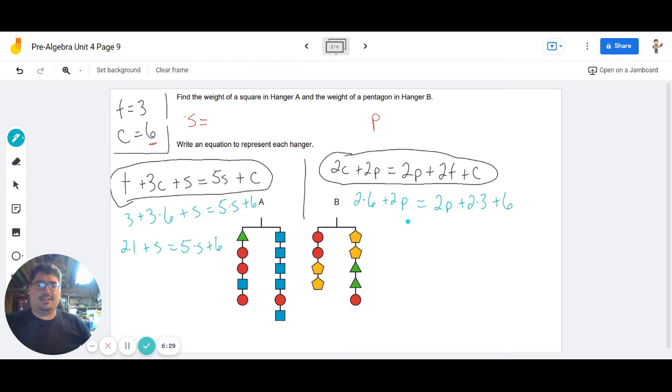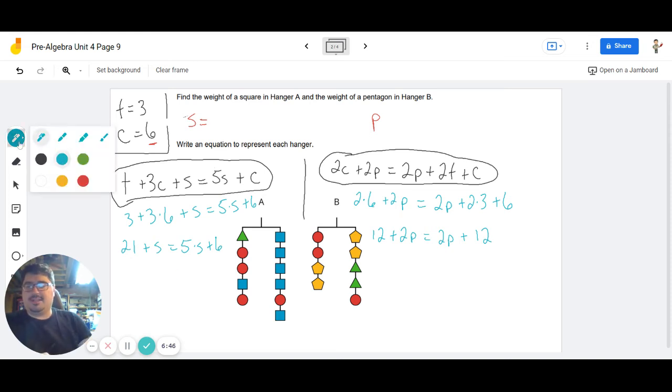And then on the right-hand side, 2 times 6 is 12 plus 2P equals 2P plus, well, 2 times 3 is 6 plus 6, 12. Very good. Now we can do some simplifying for each of these. Let's put the equal sign highway on these. Okay. Subtract 6 from both sides. Subtract 6. And then subtract an S.